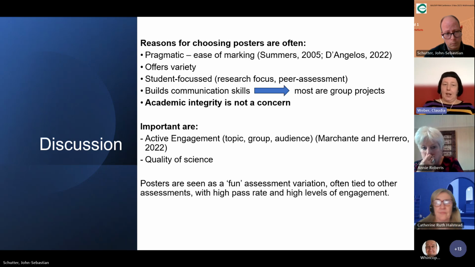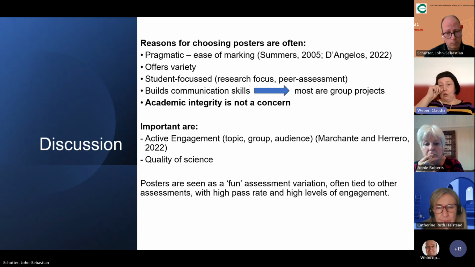Another reason why lecturers like posters is because they offer variety. For example, we had the chemistry lecturer who was saying they do lab report after lab report after lab report, and then they do a poster. Because it's so different, the engagement and the student feedback was quite high.